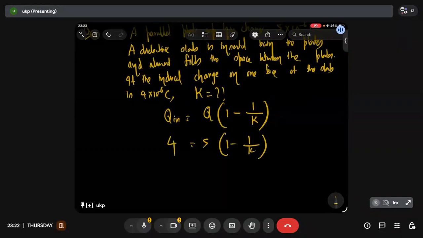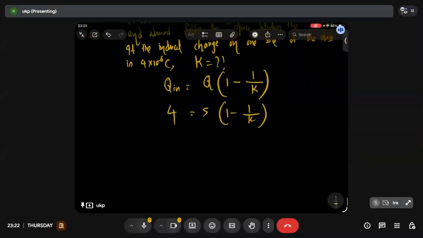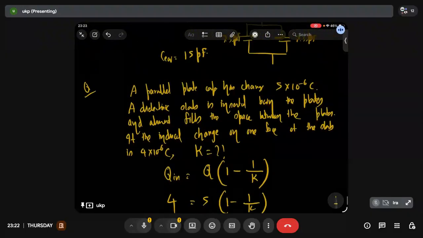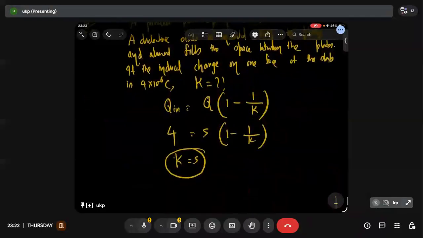Have you understood why I haven't written 10 to the minus 6? Because it will be cancelled from both the sides anyway. So 1 by K will be coming out to be 4 by 5 minus 1. If we solve, K equal to 5 will come. Clear? This question came in JEE Mains 2025, 7th April evening shift.